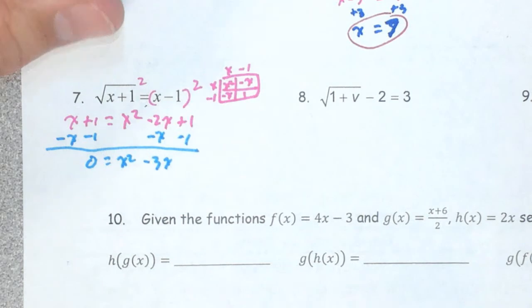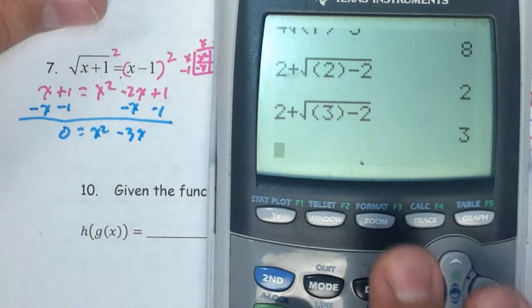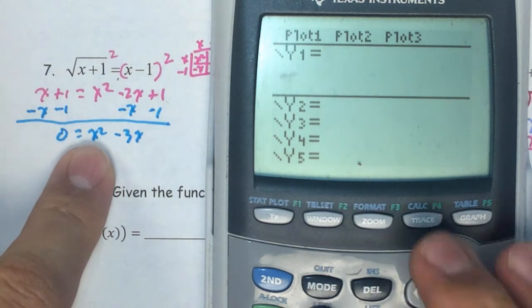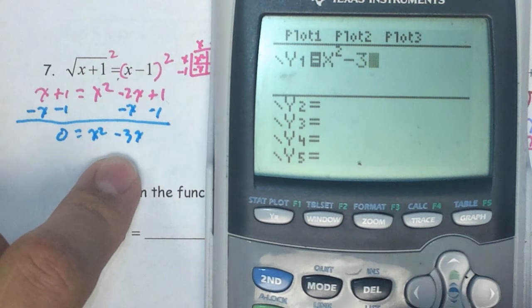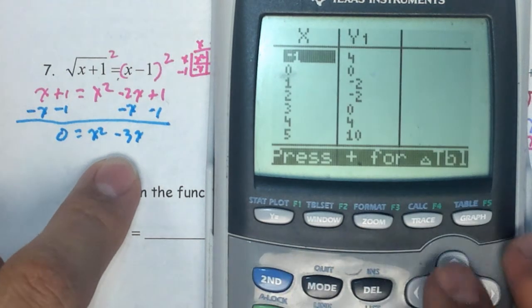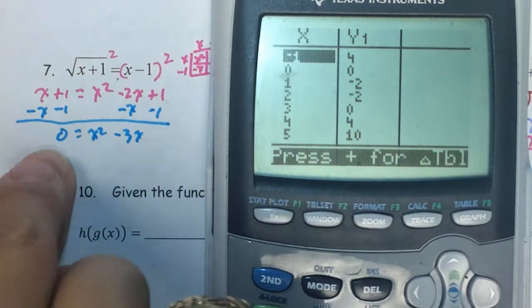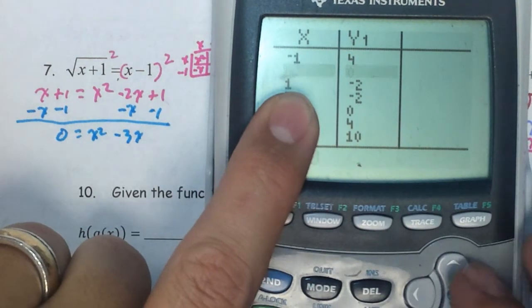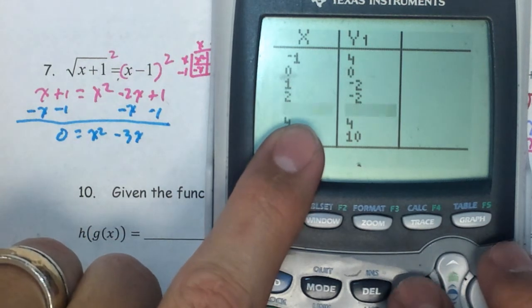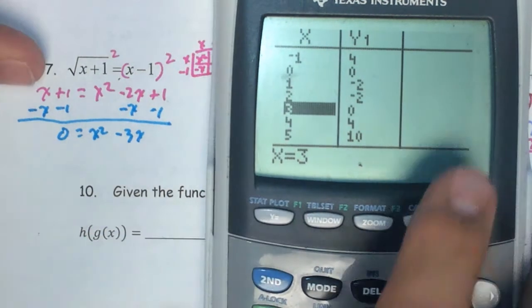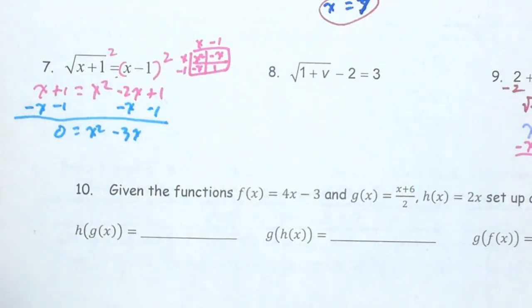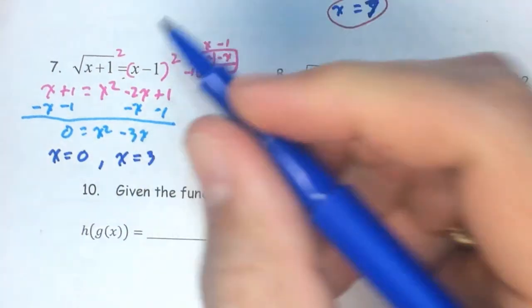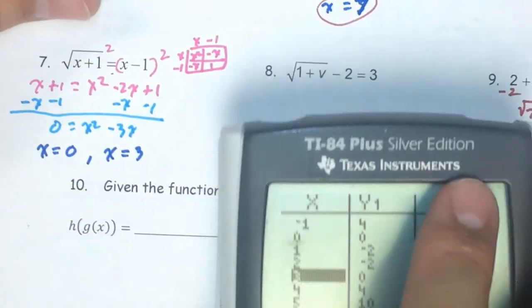Even though it's probably not the simplest, there's another way, I'm going to go ahead and just put that in the calculator. Go to y equals, and x squared minus 3x. And I look at my table. I try to find my zeros and want to know where it's equal to 0. I have a 0 at 0, and then I have another 0 at 3. So 0 and 3. X is equal to 0. X is equal to 3. Now we have to test those.